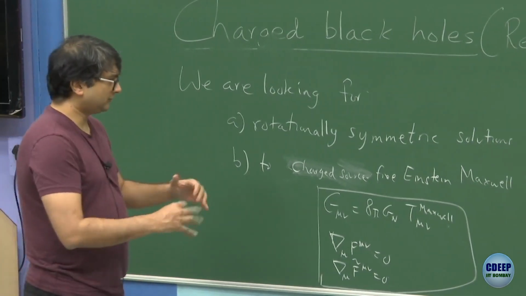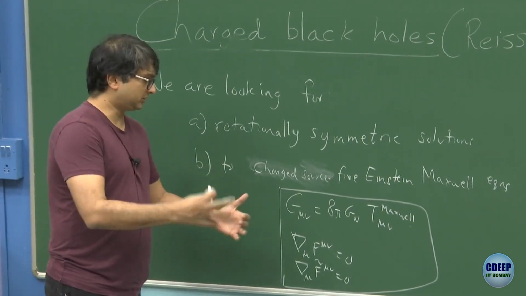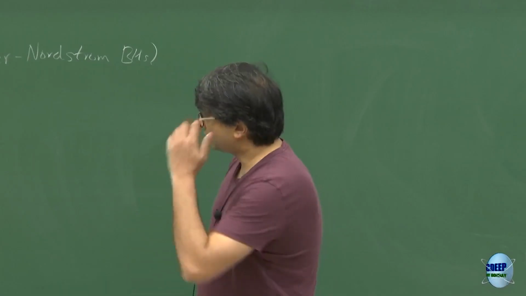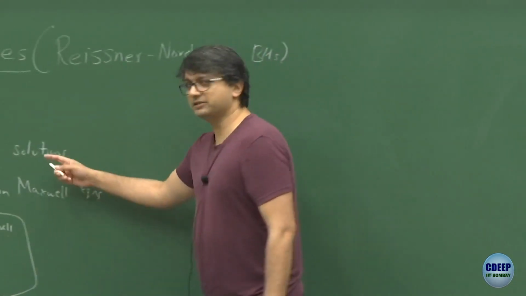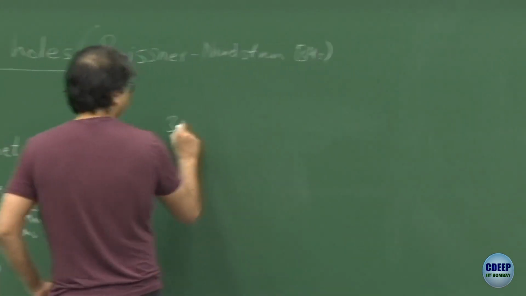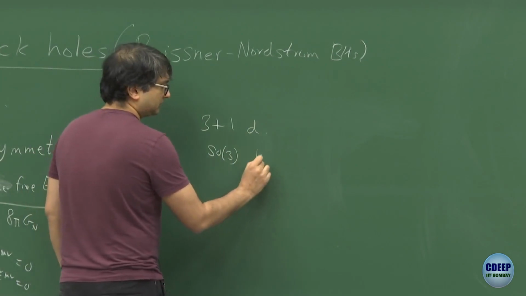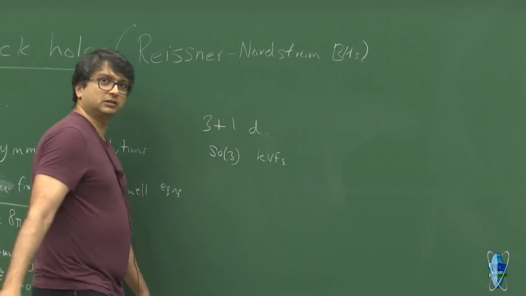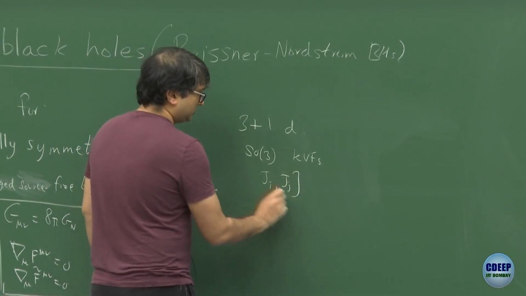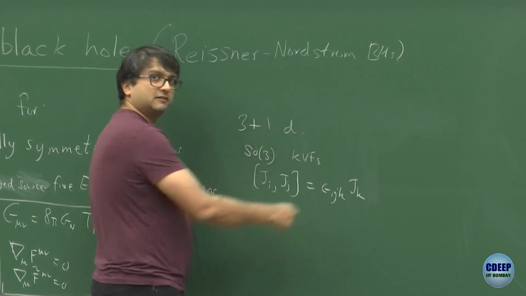In the absence of any charge sources, which would contribute not just to the electromagnetic field, but would also gravitate. So when we say that there is rotational symmetry, it means again that, in at least 3+1 dimensions, there is an SO(3) algebra of Killing vector fields. So there are Killing vector fields J_i, J_j, J_k, which satisfy this kind of property.